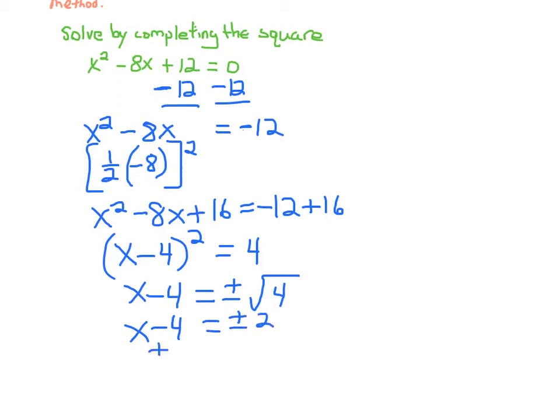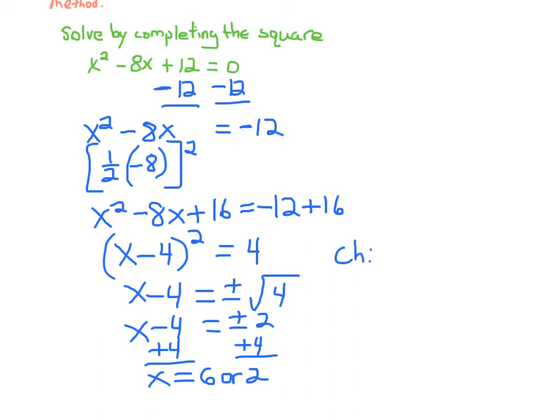Then I'll add 4 to both sides. And I'll get that x equals positive 2 plus 4, which is 6, or negative 2 plus 4, which is 2. So let's see if both of those solutions work.